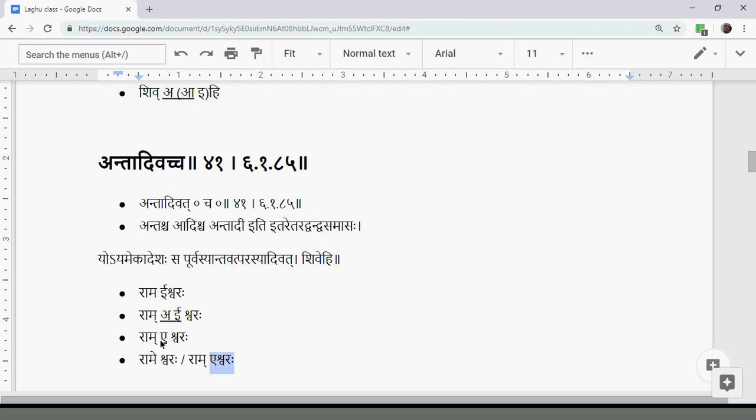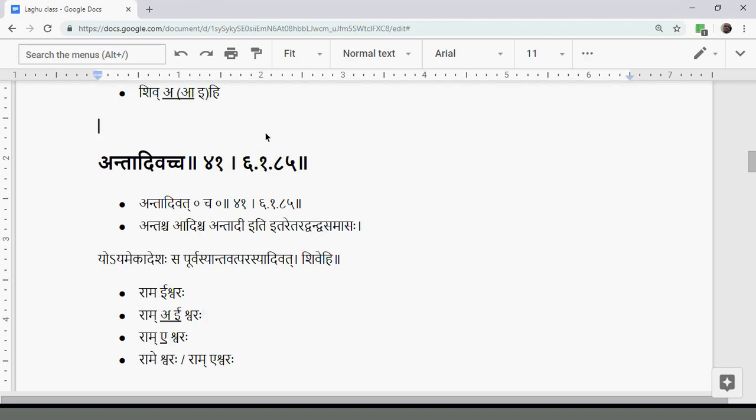Therefore it says, Yo ayam Ekadesha, which Adesha? Prakrute A Adesha. This A Adesha Purvasya Ram, Ram iti Samudayasya, Antavad Bhavati. So it is like Anta. What is this group ending in? It is ending in A, so it is ending in Rame. And A is Antavad Bhavati Purvasya, and Parasya, Eshwarasya. Purvasya Rame iti Samudayasya, and Parasya Eshwara iti Samudayasya, Adivat Bhavati. So A is like the beginning of the Eshwara word, and A is also at the end of Rama. That is how a Purvadesha works.